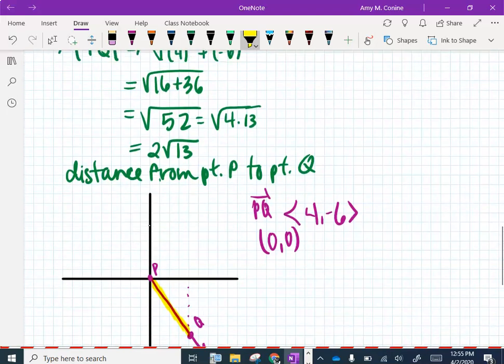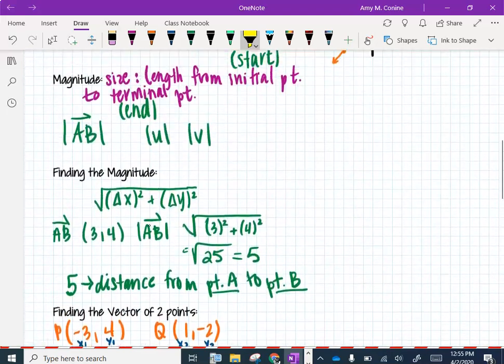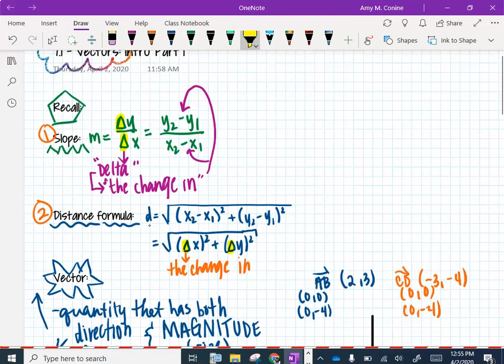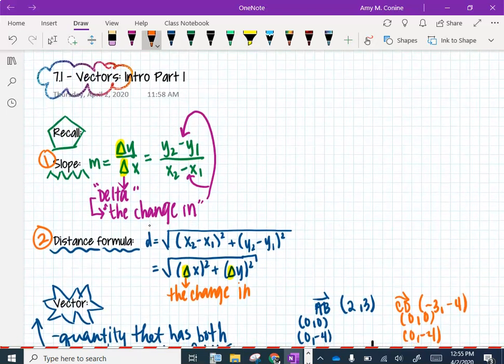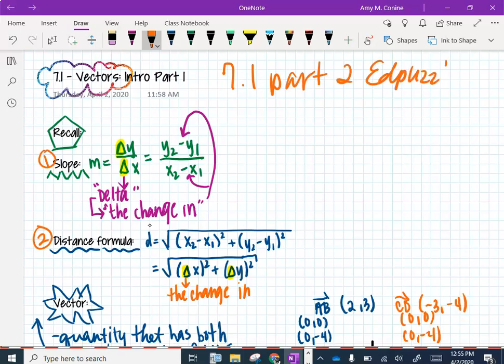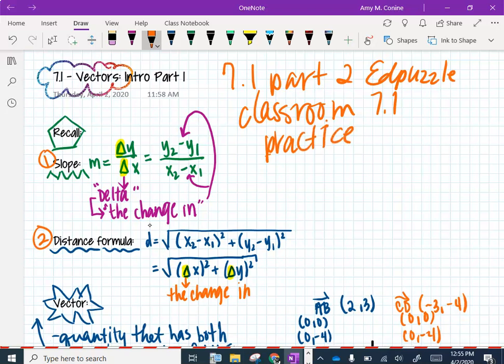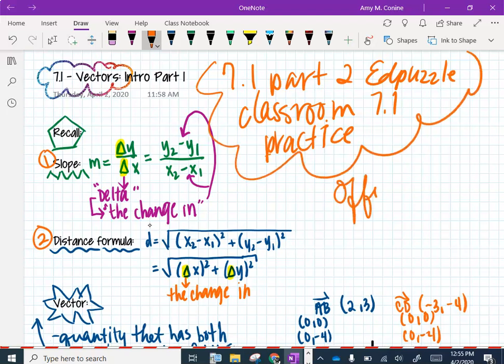All right. So the big thing you need to do, I'll put out some practice for this, but there's going to be a 7.1 part 2 Edpuzzle that you'll need to do for this. I will put an assignment in Classroom so you can practice your 7.1. So you can practice. Now, if you have any questions and you need any help, okay, we have office hours.